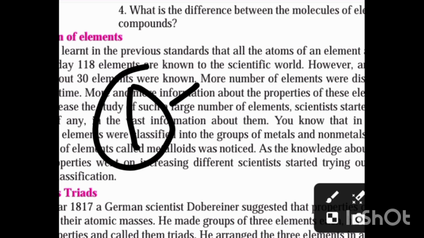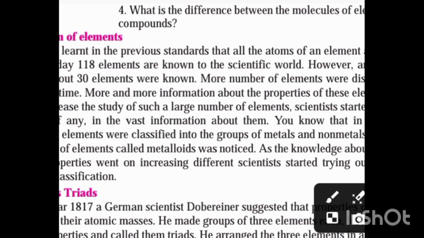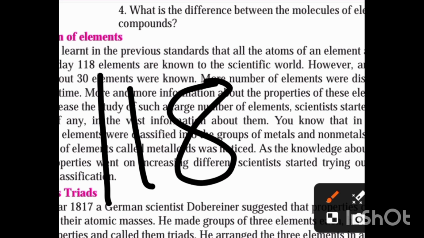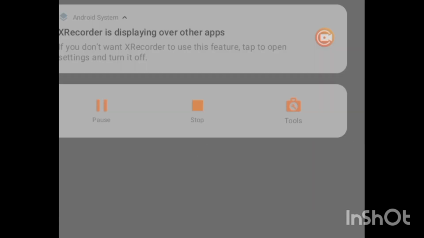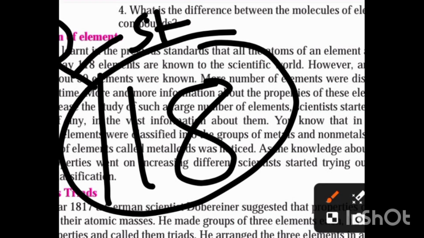Earlier there were fewer elements to study. At first there were just two types of elements, metal and non-metal. Then the third type, metalloid, came and the number of elements started increasing. So it was very hard to study all 118 elements. How to study them? We need to classify them to study them.